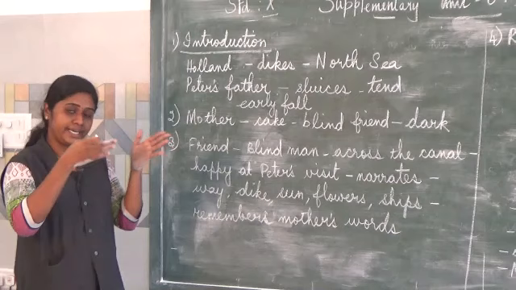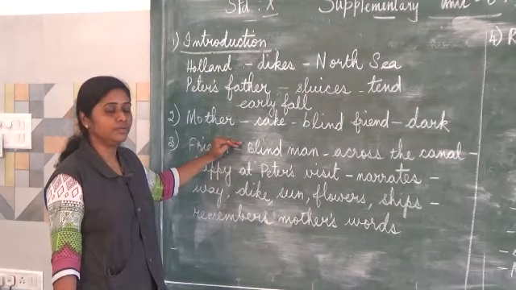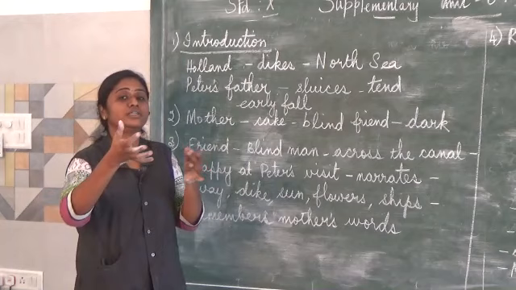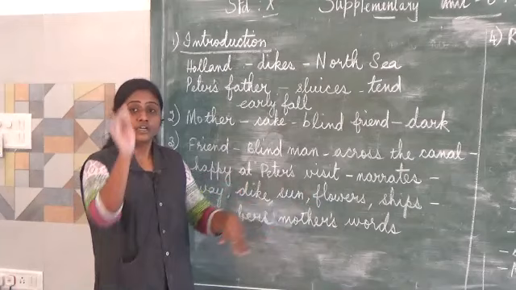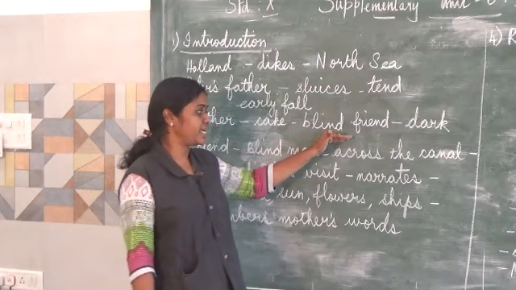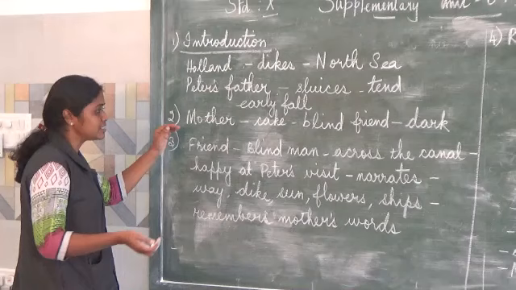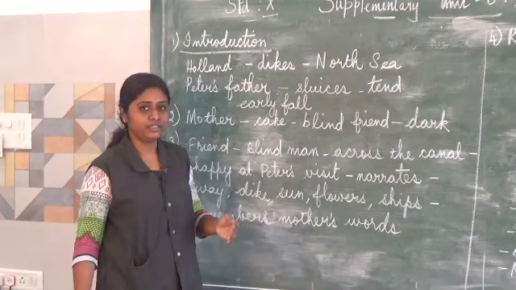So on that particular afternoon Peter was playing and the mother calls Peter from his play and hands him a cake, and she asks Peter to take that cake to his friend who is blind, and this friend is living across the canal, on the other side of the canal. So Peter's mother is asking Peter to take that piece of cake to his friend on the other side of the canal.